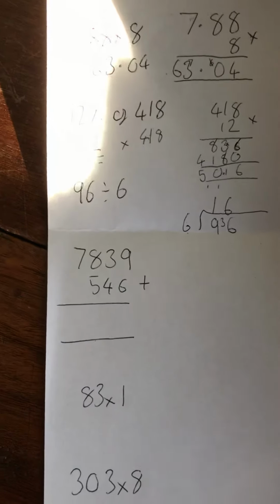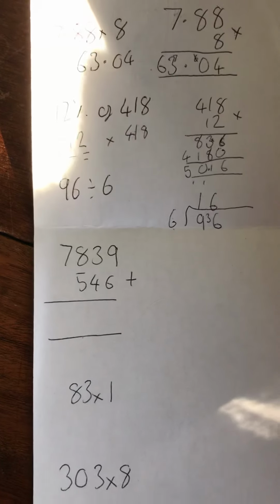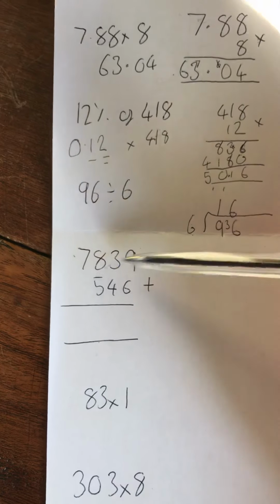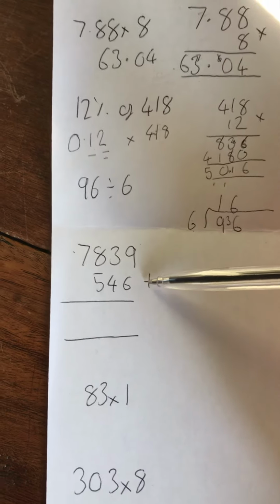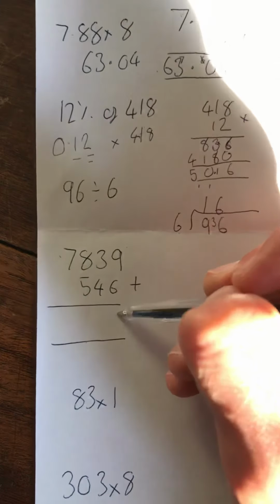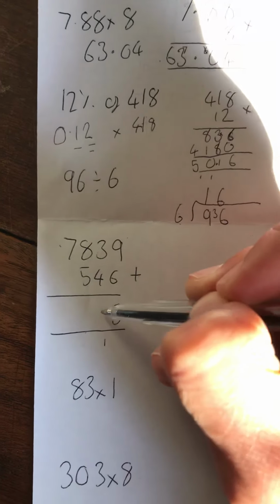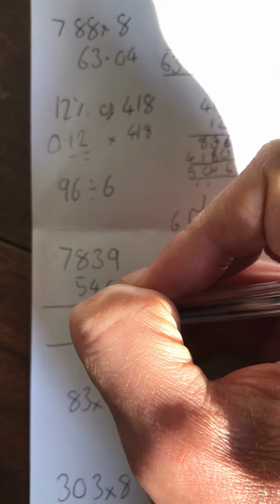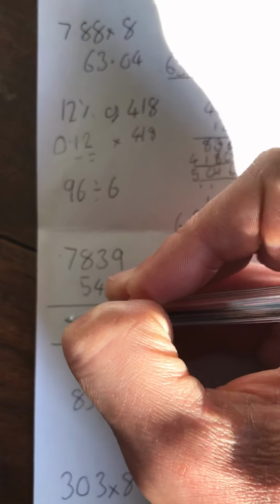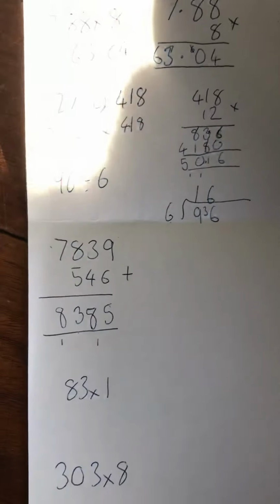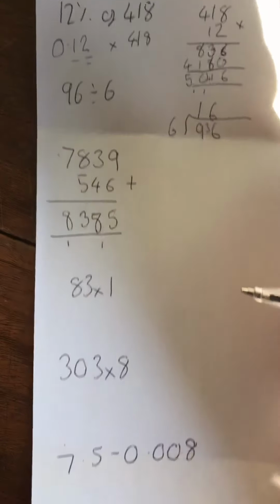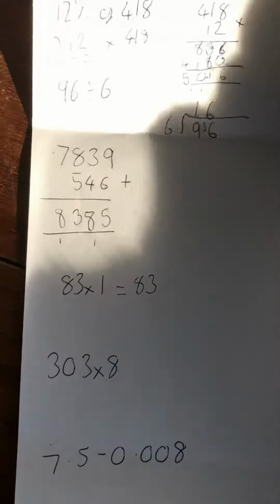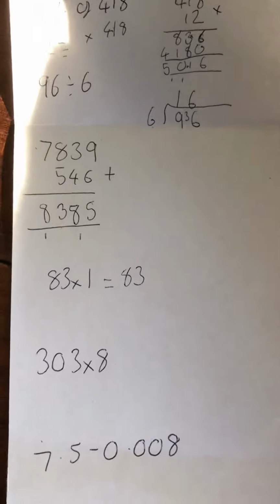Next up, 7,839 added to 546. I was saying the other day, I always put the biggest number on the top in addition or subtraction. Just a good habit to be in before I then start to add. 7 add 1 makes 8. 8 add 5 is 13. 1 and 7 makes 8. 8,385. Anything times 1 is the same number. 1 lot of 83, 83 lots of 1.